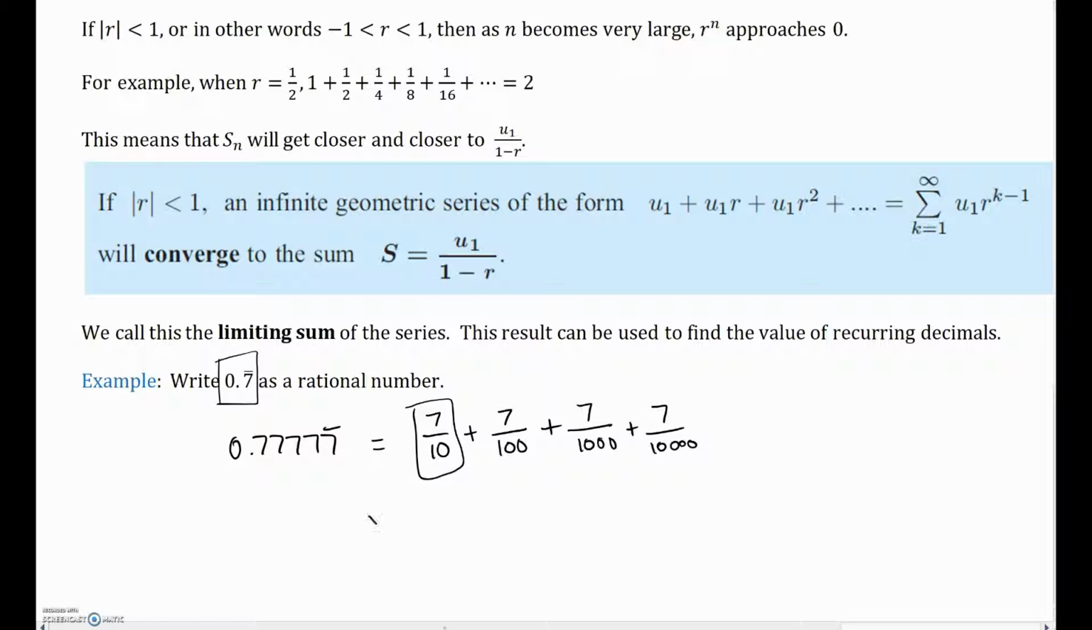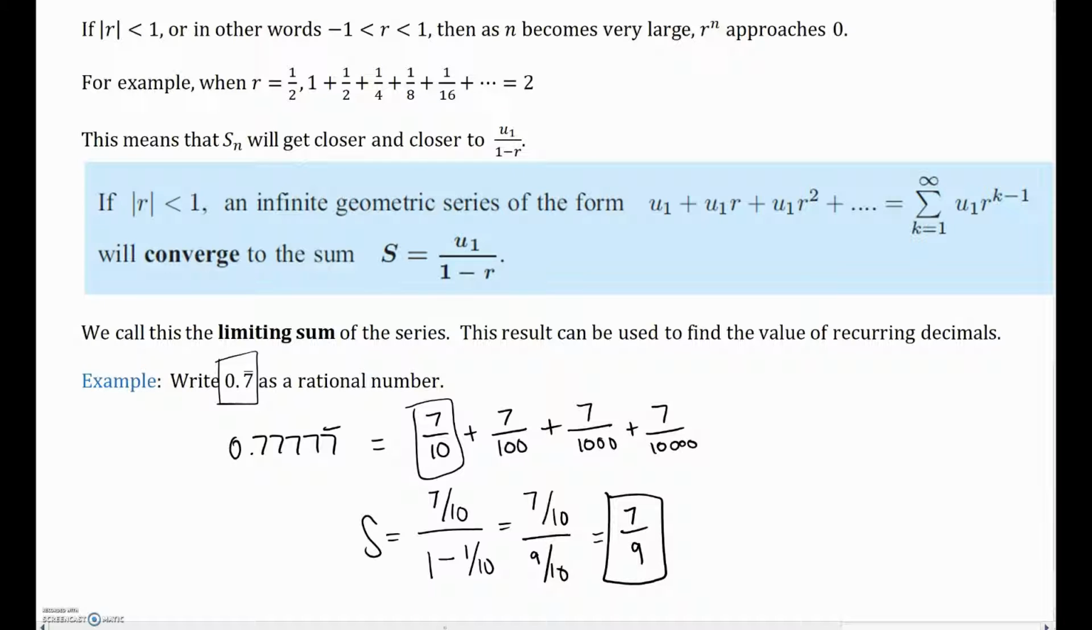So if I wanted to write this as a fraction, I could take the first term, 7/10, over 1 minus, in this case, 1/10. That's what they're multiplying by. That'd be 7/10 over 9/10. The tens through copy dot flip will cancel, and you will get 7/9, and that's how you can write a repeating decimal as a fraction.